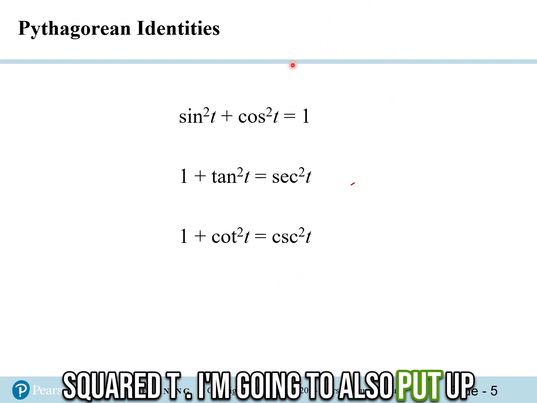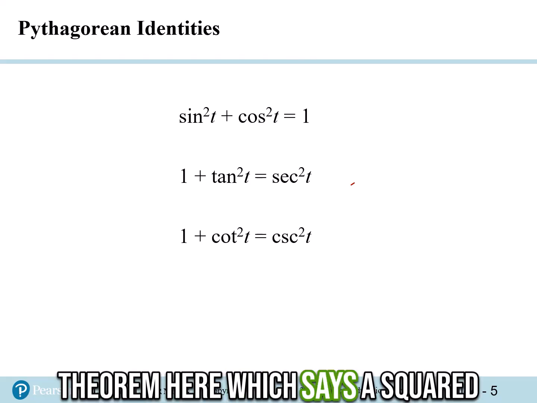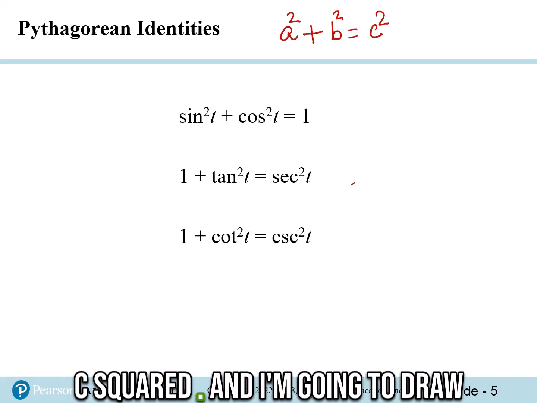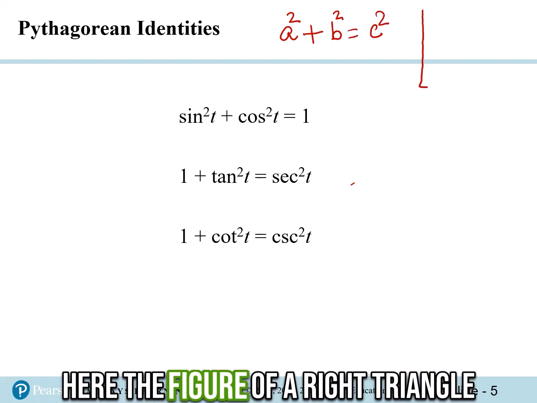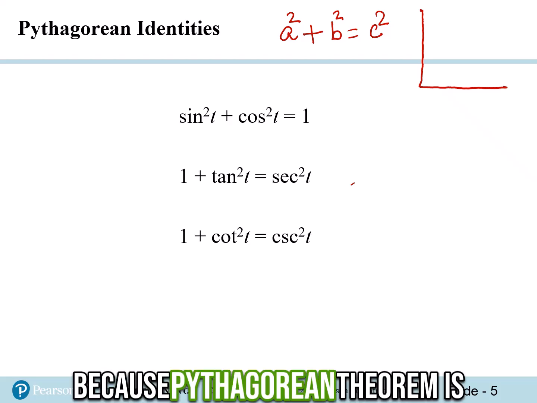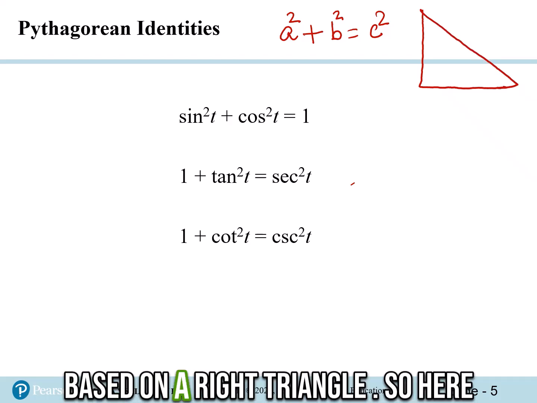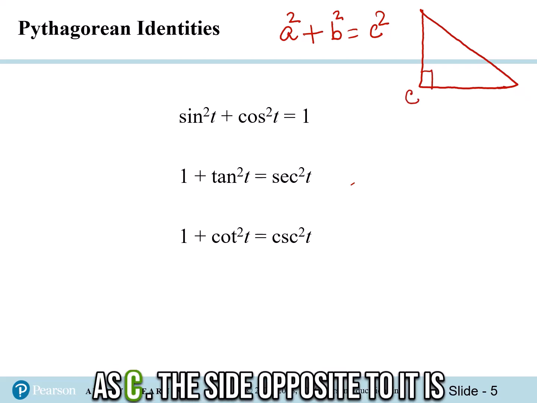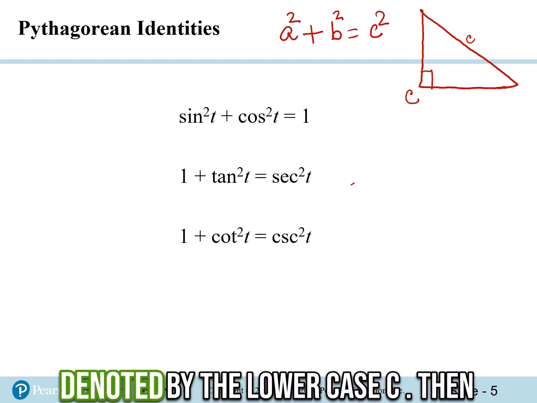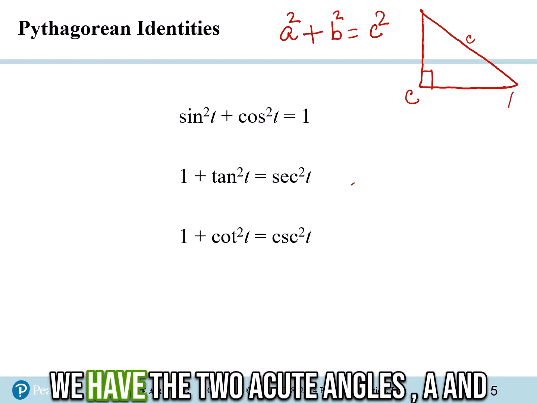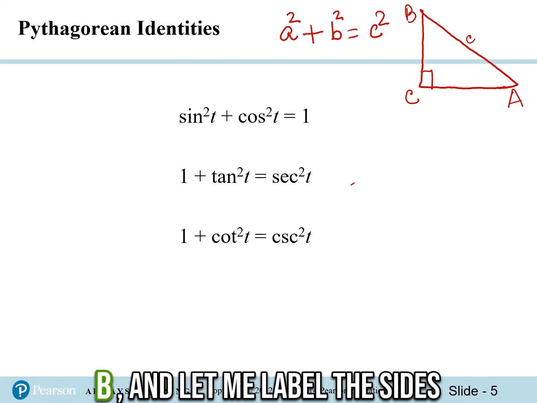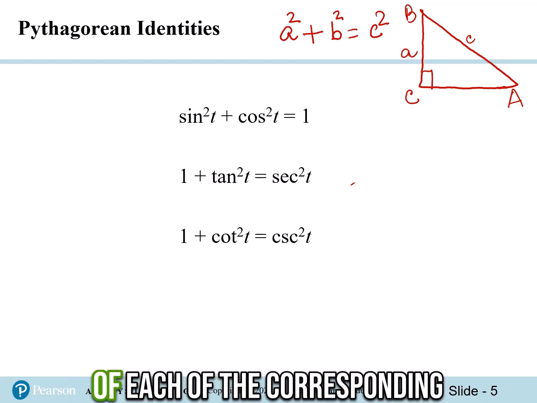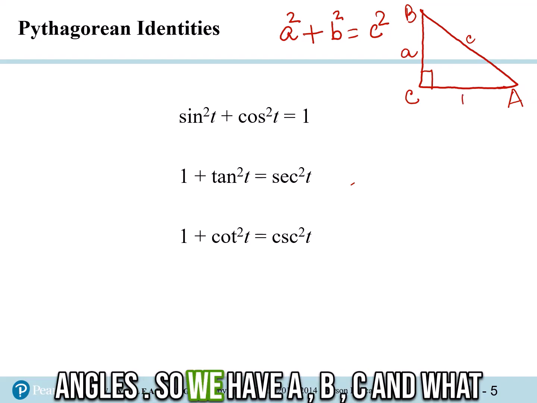I'm going to also put up the Pythagorean theorem here, which says a squared plus b squared equals c squared. And I'm going to draw here the figure of a right triangle because the Pythagorean theorem is based on a right triangle. Here we have our right triangle, the right angle labeled as C. The side opposite to it is denoted by the lowercase c. Then we have the two acute angles A and B, and let me label the sides opposite to them with the lowercase letters of each of the corresponding angles. So we have a, b, c.